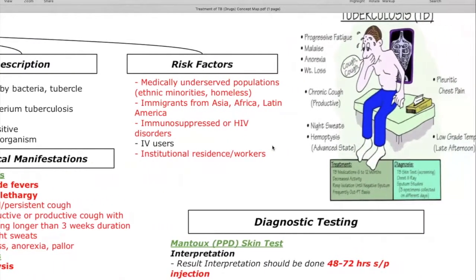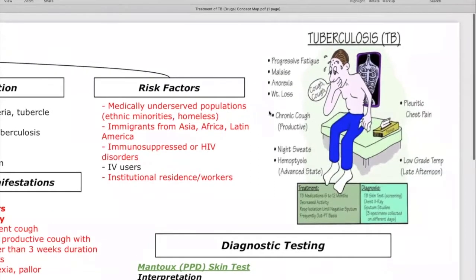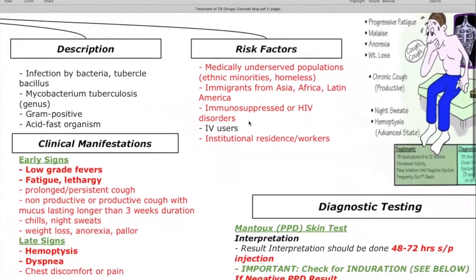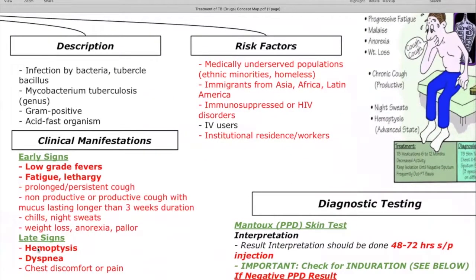If you take a look at this picture here, those are all the manifestations. In the late stage, they're going to have hemoptysis and shortness of breath or dyspnea, and they're going to have chest discomfort or pain.